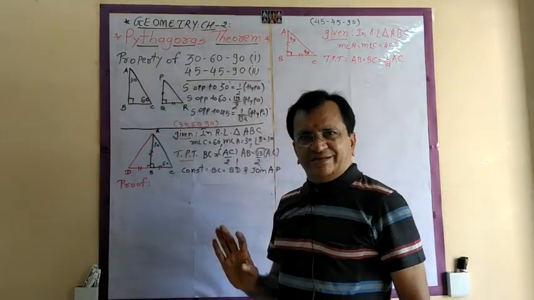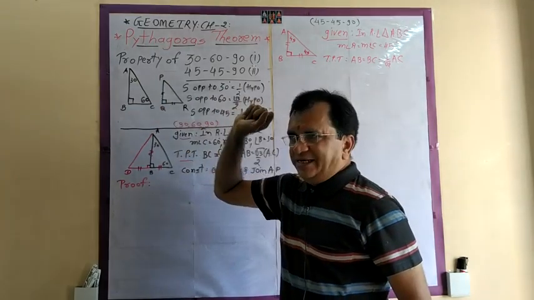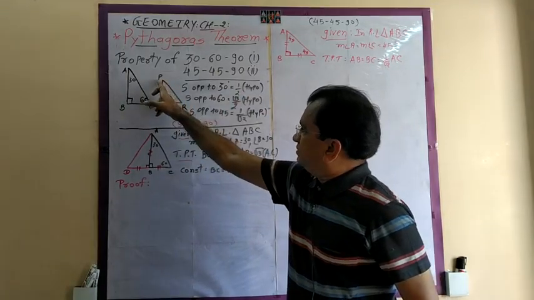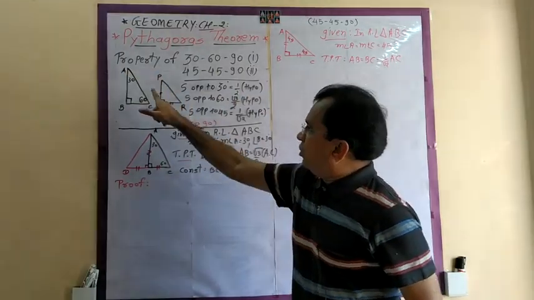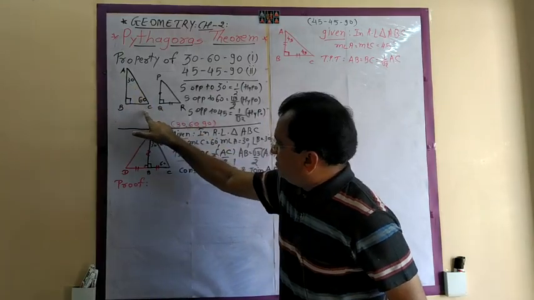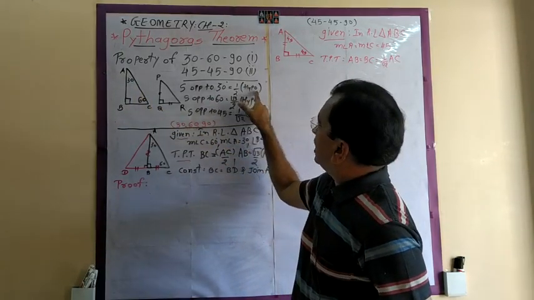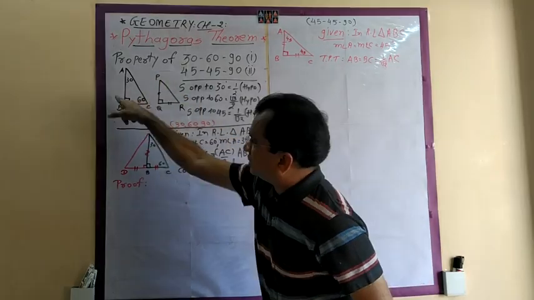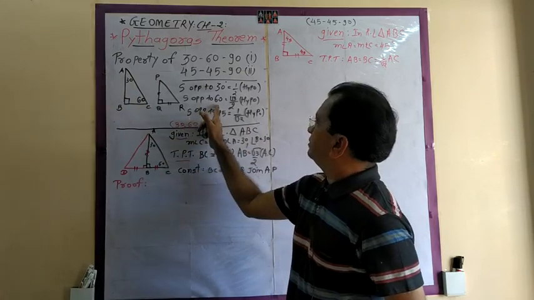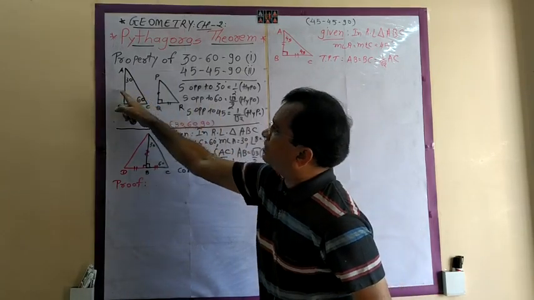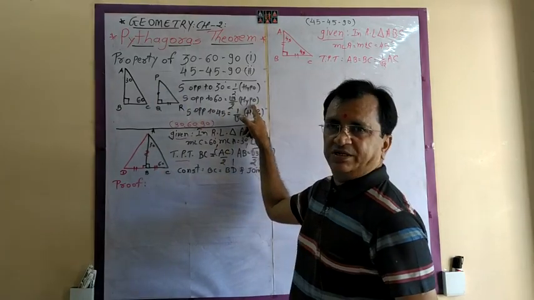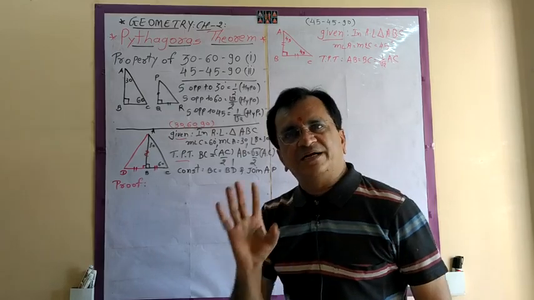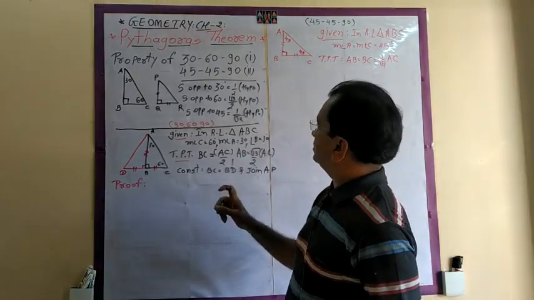In triangle ABC, right angle triangle ABC, measuring angle A is 30, B is 90, C is 60. So in 30 60 90, opposite to 30 means BC is half of the hypotenuse. Point number 1. Point number 2, opposite to 60, that is AB, is root 3 by 2 of hypotenuse. Hypotenuse means the longest side in right angle triangle, opposite to 90 also you can say.